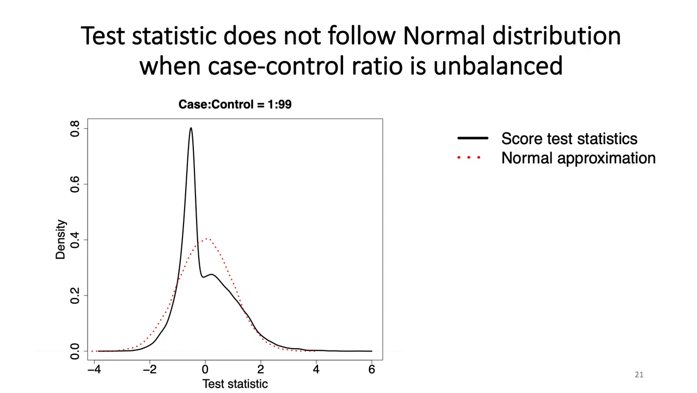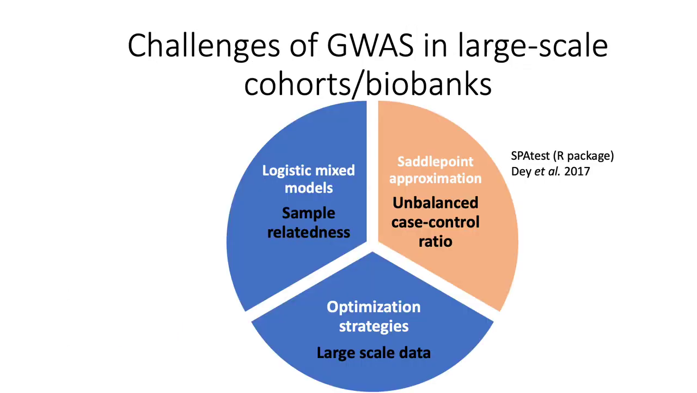In the plot, the dotted line is for the normal distribution, and the black solid line is for the score test statistic. So when we try to get a p-value based on the normal approximation, we'll see inflation. To solve this problem, Dey et al. in 2017 proposed to use the saddle point approximation to approximate the empirical distribution of the score test statistic instead of using the normal approximation.